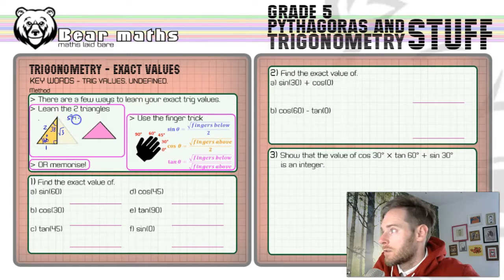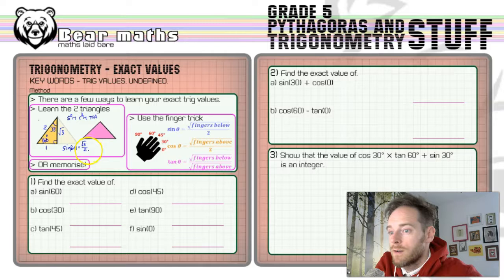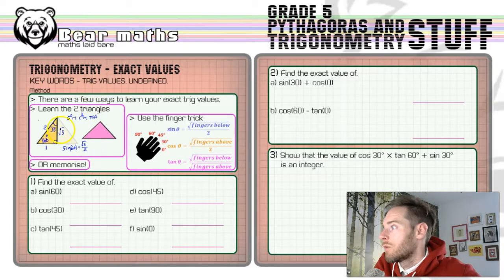SOHCAHTOA, all right? Now, sine of 60, so SOH, that's the bit that we're interested in. Sine of 60 degrees is equal to opposite over hypotenuse. That's what that bit of our SOHCAHTOA acronym tells us. Opposite over hypotenuse. So root 3 over 2. There's our trig value. Done. We found sine of 60.